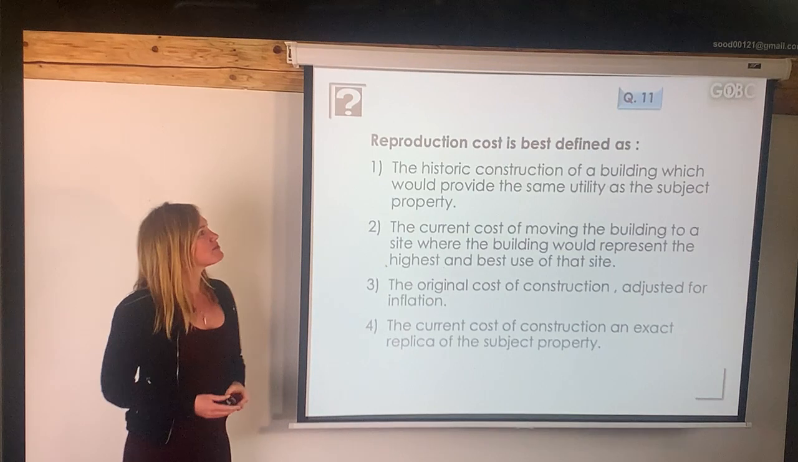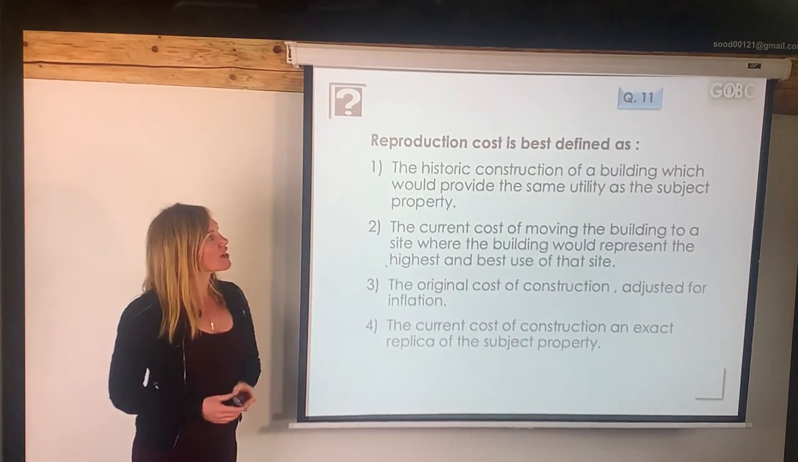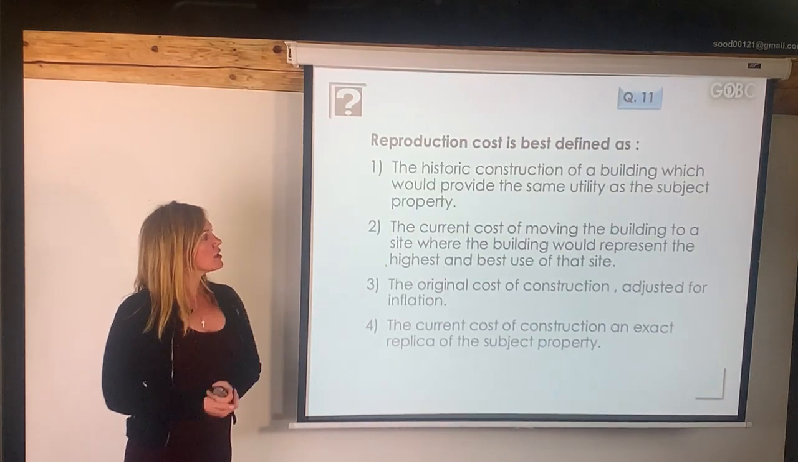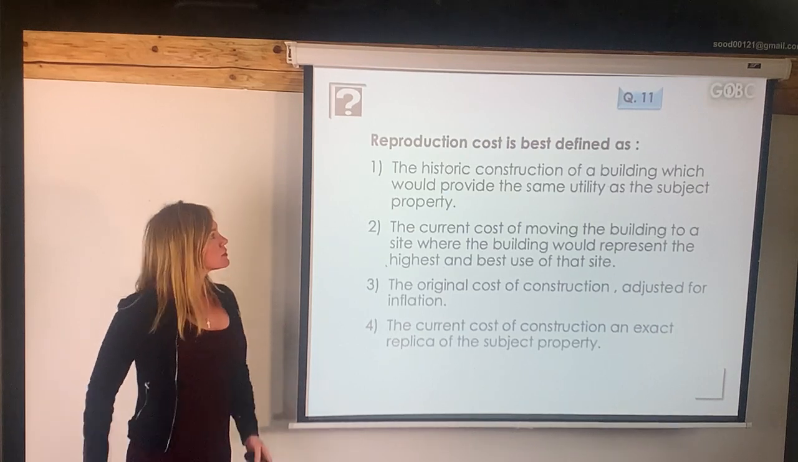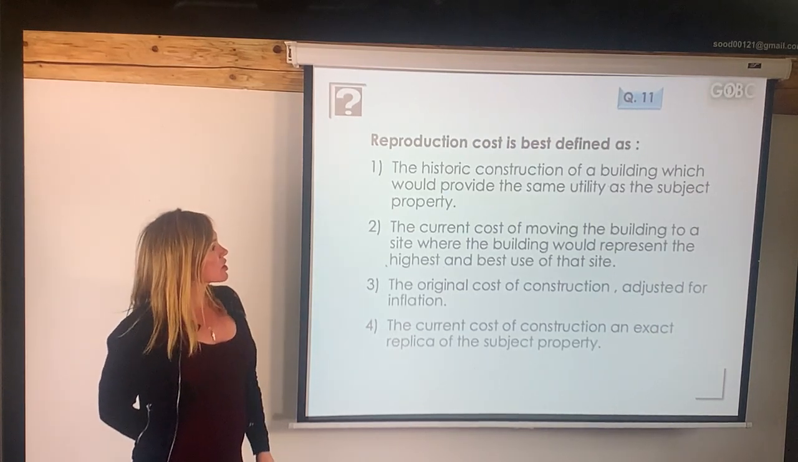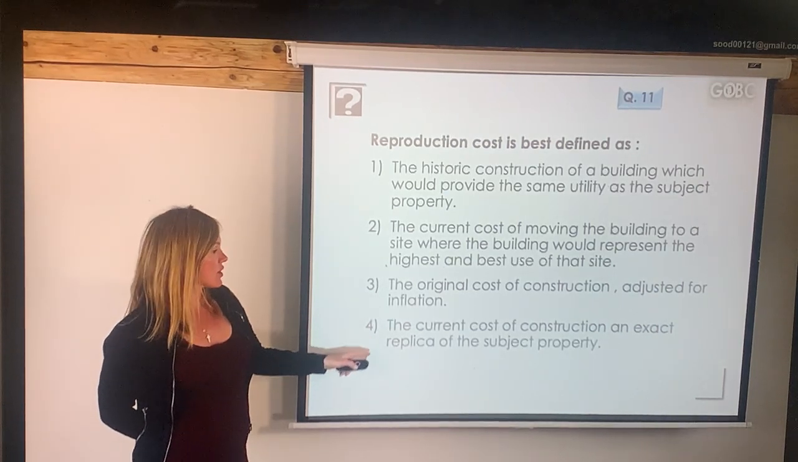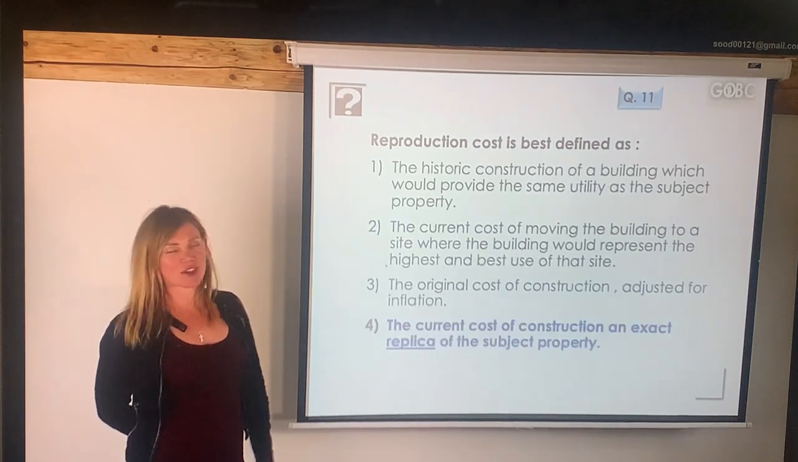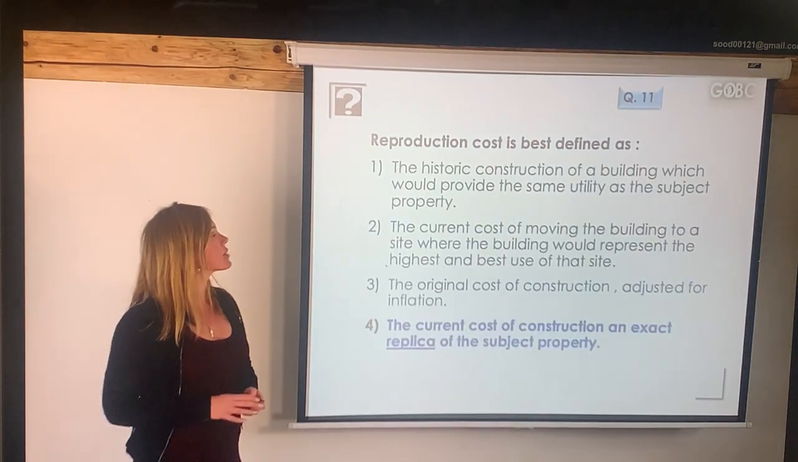Okay, question 11. The question is about reproduction cost, right? So what keyword would you look for? I'm not going to read all the options. You tell me. Which one do you like? Is that the historic cost, the current cost, the original cost, or is that the current cost of the construction that produces an exact replica, right? So hopefully you found that replica keyword, and that's what you're looking for.